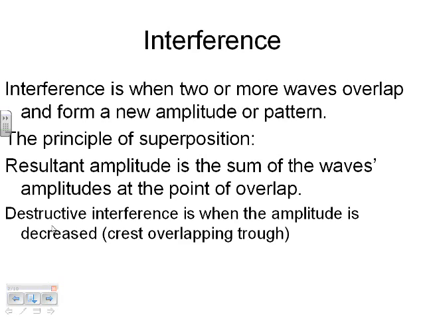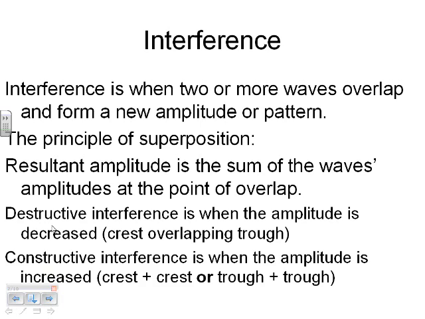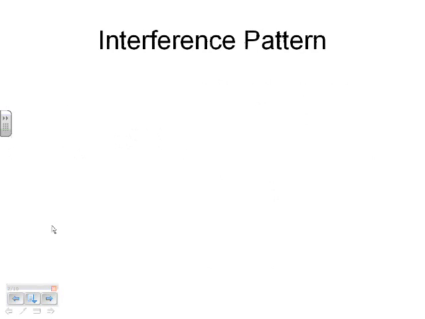And so destructive interference is when the amplitude decreases, crest overlapping with the trough, or vice versa. Constructive interference is when it's a crest and a crest, or a trough and a trough, and basically if you have two positive amplitudes, you will get a more positive amplitude. Two negatives will result in a more negative amplitude.